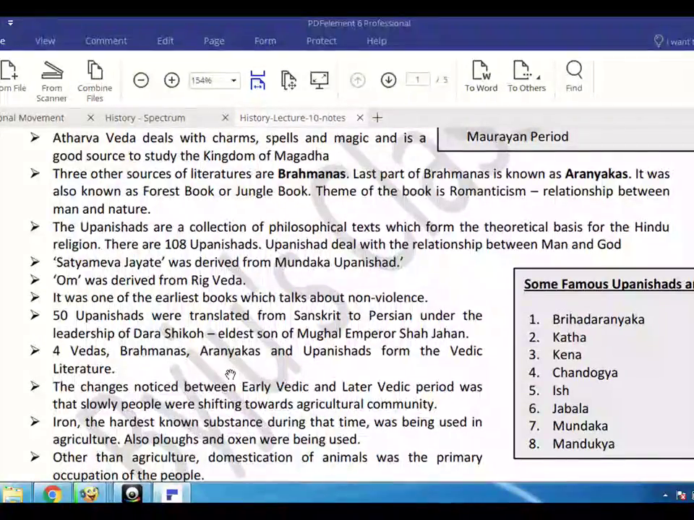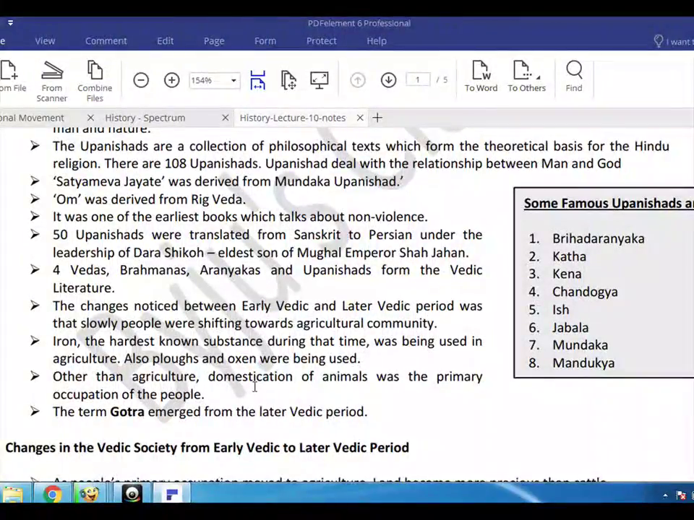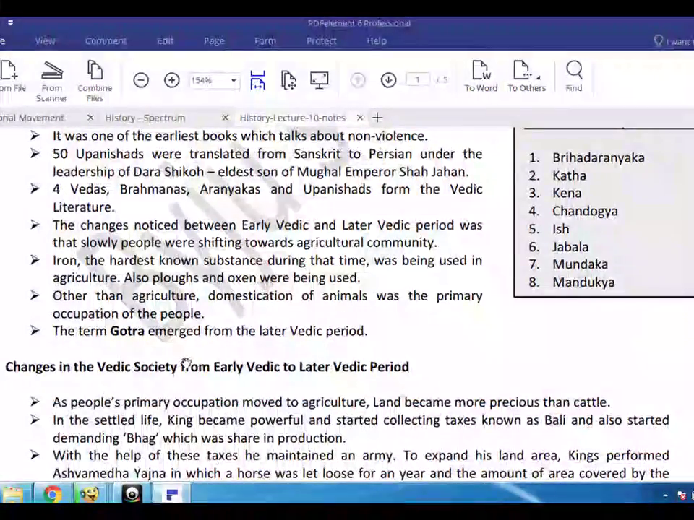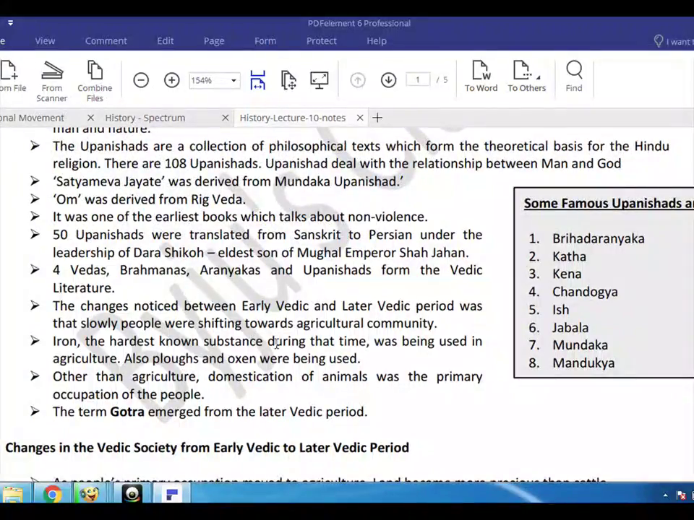The change noticed between the early Vedic and later Vedic period was that slowly people were shifting towards an agricultural community. Iron, the hardest known substance during that time, was being used in agriculture. Also ploughs and oxen were being used. Other than agriculture, domestication of animals was the primary occupation of the people. The term Gotra emerged from the later Vedic period.